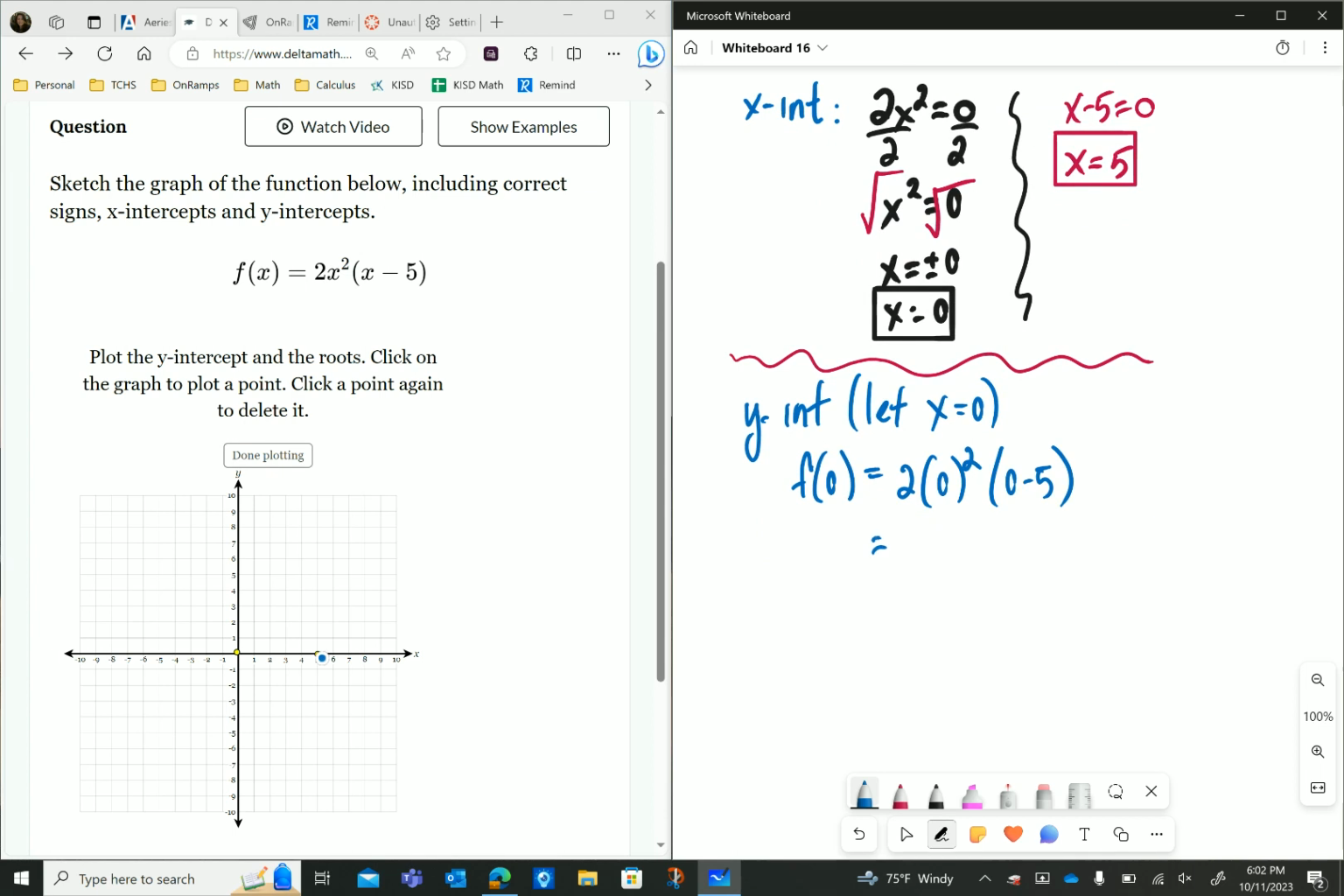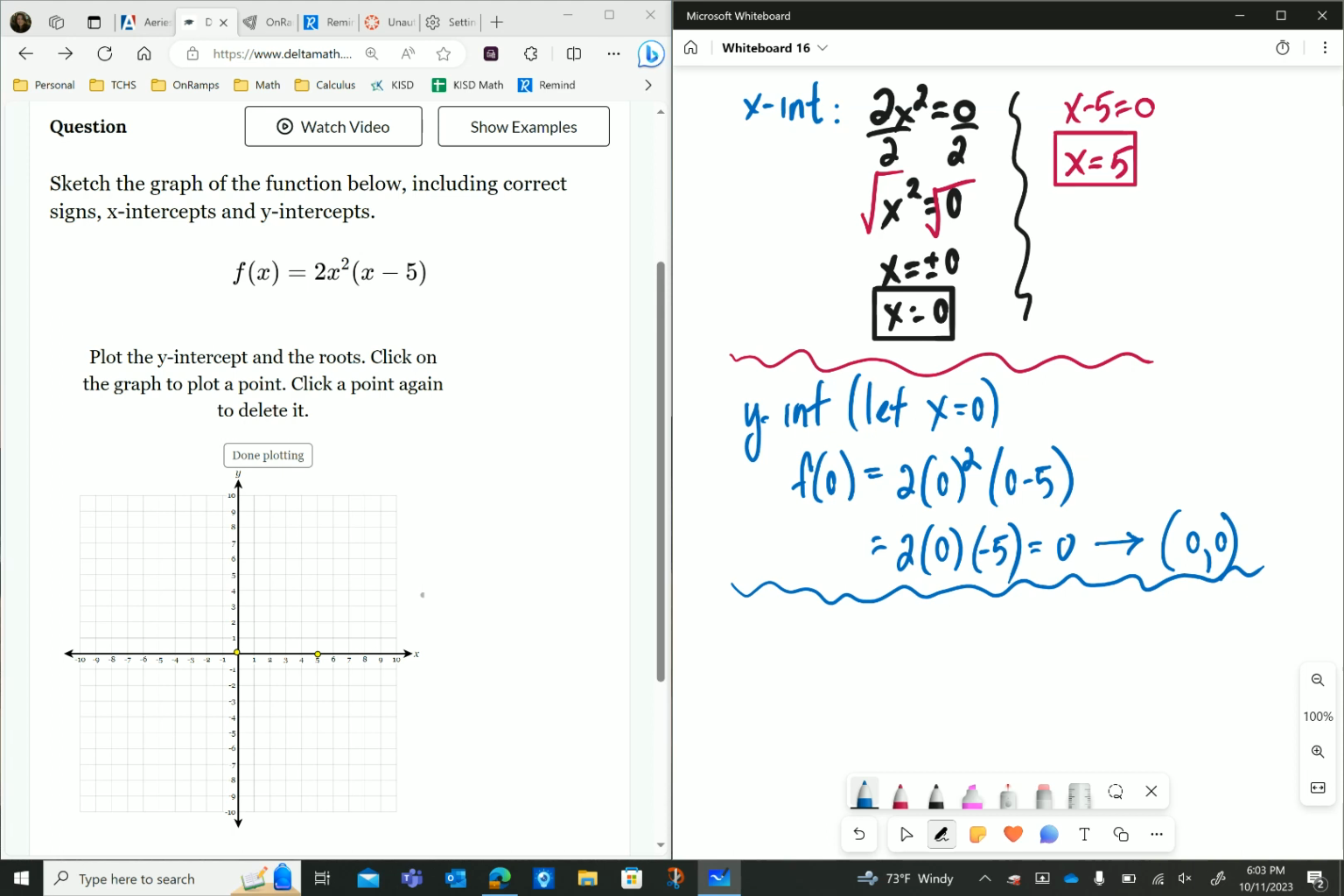So order of operations says 0 squared must be done first. So 0 squared is just 0. 0 minus 5 is negative 5. But 2 times 0 times negative 5 is just 0. So my y-intercept when x is 0 is just 0. So I'm going to put another dot, and it's already there. So the (0, 0) is also being shared as an x-intercept. And that happens. Sometimes the x-intercept and the y-intercept are the same number. Only at 0, of course.